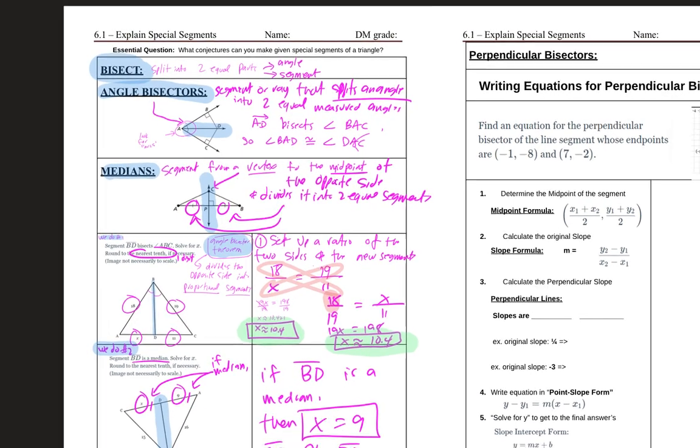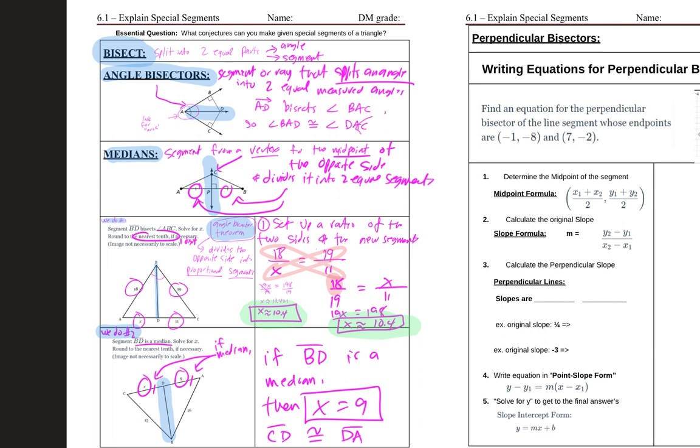Okay, so what I did over here is I highlighted our answers in green, and then we put our vocabulary words. We said bisect splits into two equal parts, angle bisector splits into two equal angles, median splits it into two equal segments, and then we talked about if it's an angle bisector, we're going to use our proportions, and if it's a segment bisector or a median, we're just going to say these two segments are equal. Okay, so go ahead and do these two practices in Delta Math before we move on to our final practice.